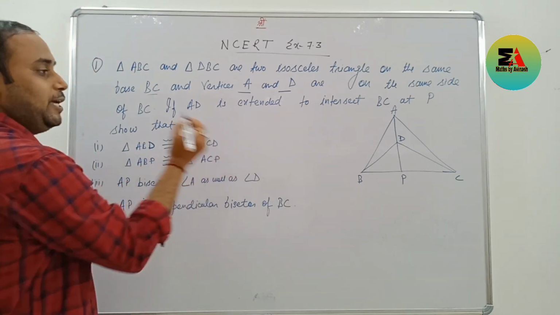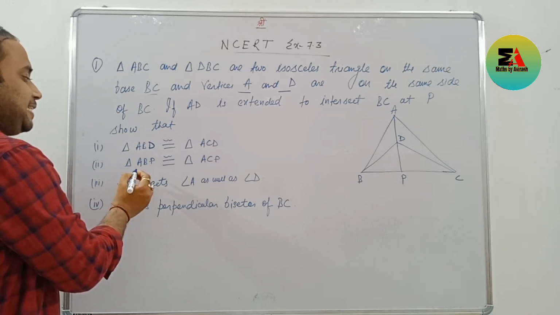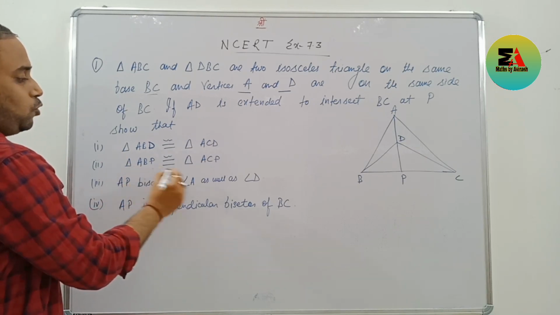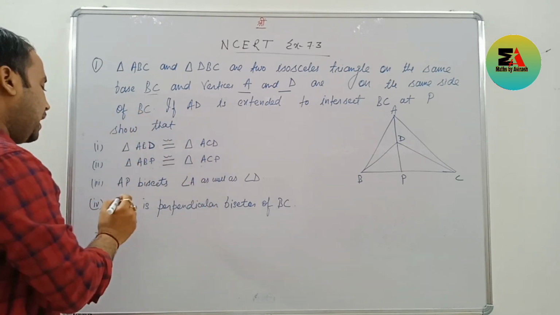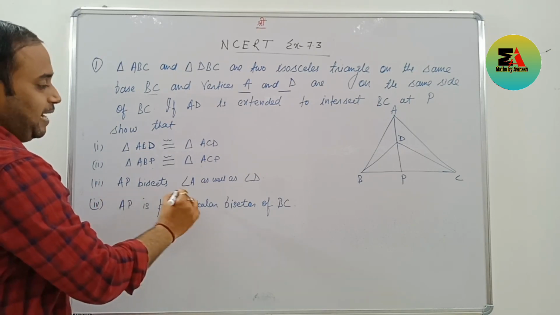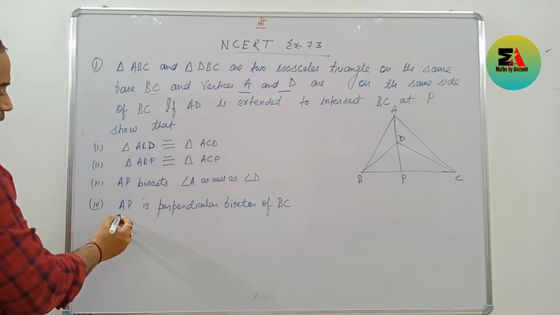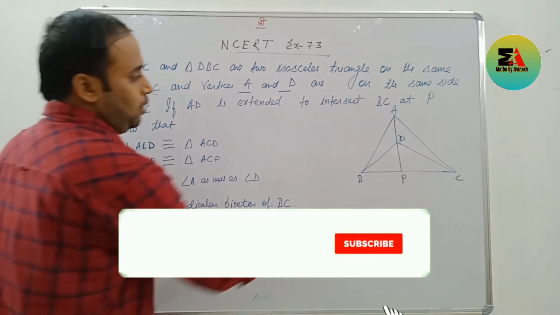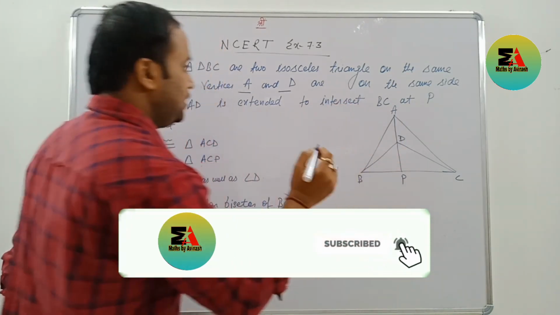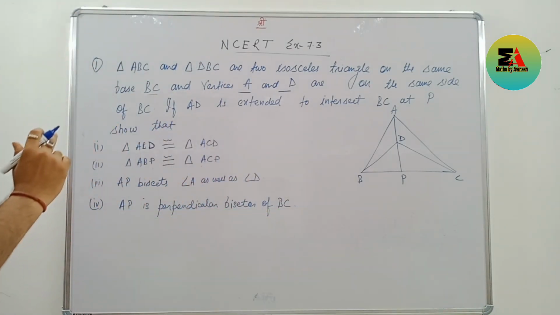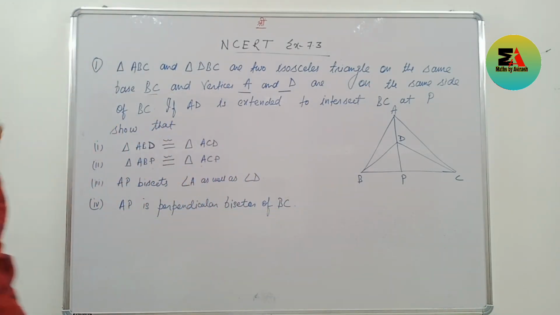ABD is congruent to ACD. This is the first one. The second case is APB is congruent to ACP. The third case is AP bisects angle A as well as angle D. And the fourth one is AP is the perpendicular bisector of BC. These are the four cases. Now we solve our first case. We start from the first one.